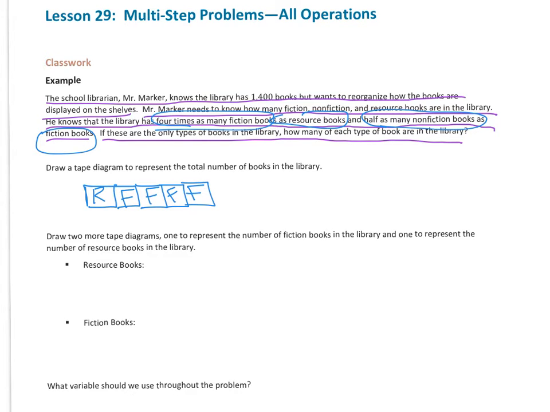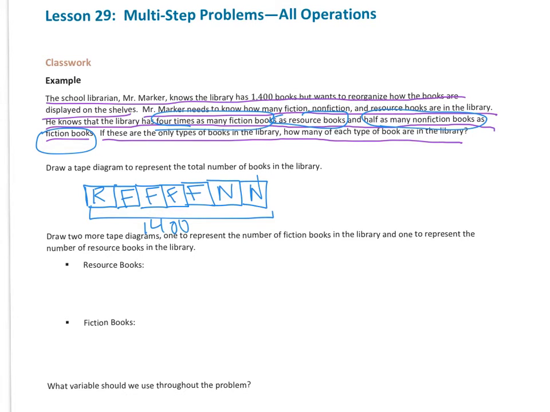And then half as many nonfiction books as fiction books. Okay, half as many. So I have 4 fiction, so that's 2 nonfiction, and N for nonfiction. And then we know that this whole thing is 1,400 books.